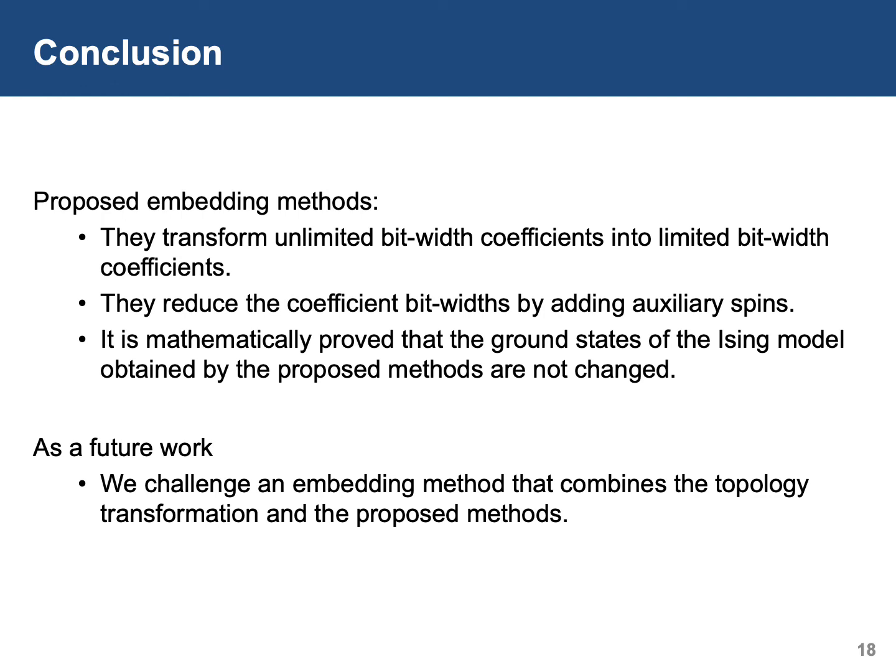This is a summary of my presentation. In our research, we proposed a new embedding method for annealing machines. It transforms unlimited bit width coefficients into limited bit width coefficients. It reduces the coefficient bit width by adding auxiliary spins. It is mathematically proved that the ground states of the Ising model obtained by the proposed methods are not changed from the original ones. As future work, we will study an embedding method that combines the topology transformation and the proposed method for annealing machines.